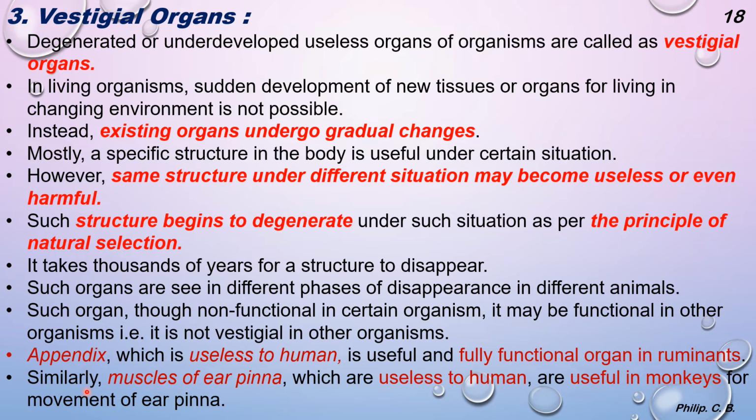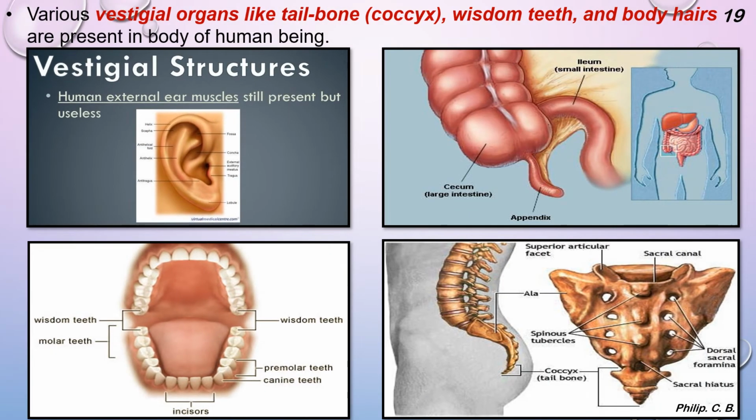So that's why we come across the operation of the appendix, or appendicitis, which is caused by the secretion by the appendix. Similarly, muscles of the ear pinna, which are useless to humans, are useful in monkeys for movement of the ear pinna. Clear? Now, the last point of this: various vestigial organs like tailbone, that is coccyx, wisdom teeth, and body hairs are present in the body of human beings.